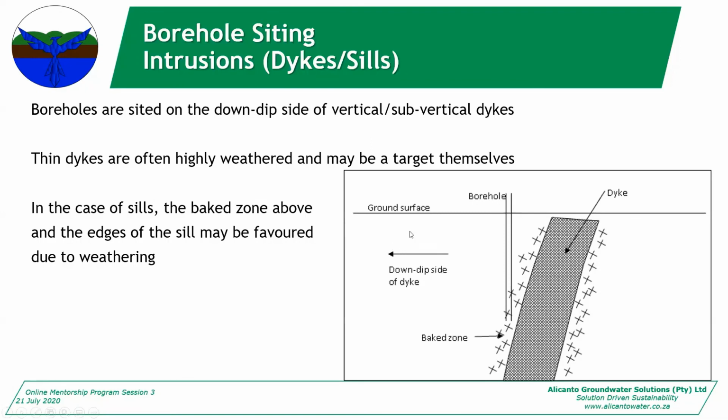Okay, so you're siting on your intrusions, your dikes and your sills. On a vertical dike, you site on the down dip side of the dike. Thin dikes are usually highly weathered and a target in itself. In the case of a sill, your baked zone around the top and the bottom of a thin sill, on the top of any sill, is the target. And then the edges of the sill, the edge of the baked zone where it goes into the country rock, that's a nice target as well for drilling.